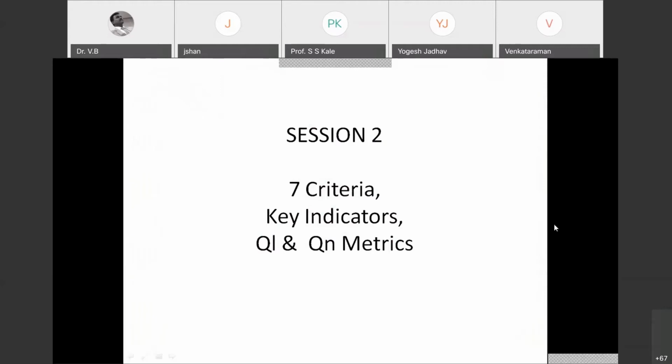So session 2. In this session, we will be discussing the 7 criteria based on which the marks are given by the NAAC inspection team as well as the NAAC office team, which is going to verify the quantitative data that we provide. So these 7 criteria decide the marks that we score. The higher you score, the better is your grade. And you can score higher only if your answers are perfect and good, along with the supporting documents.